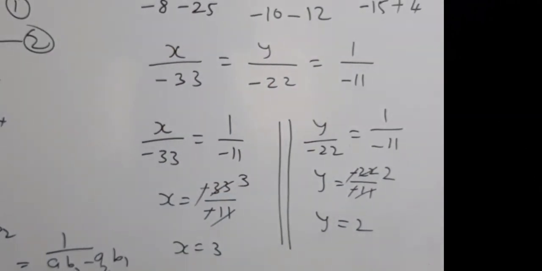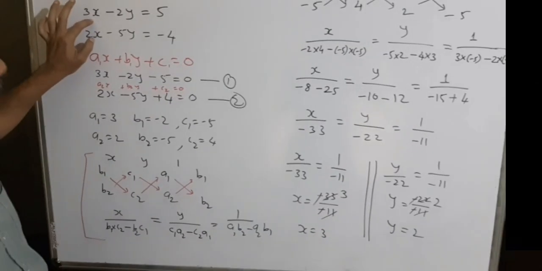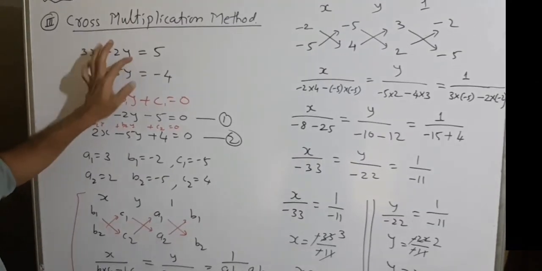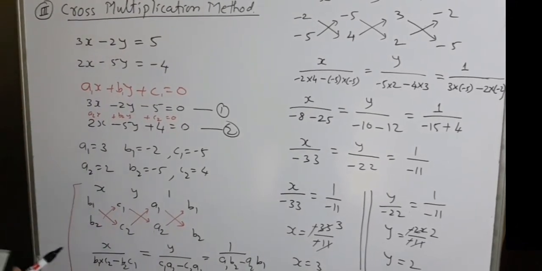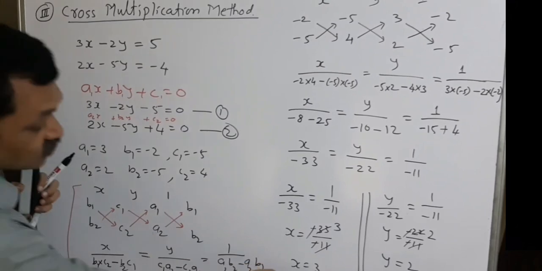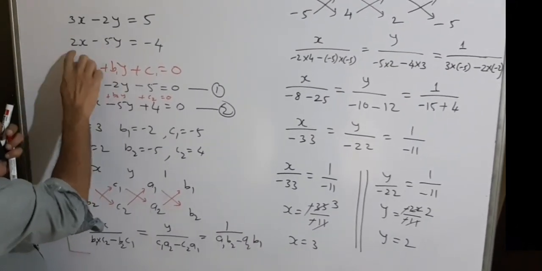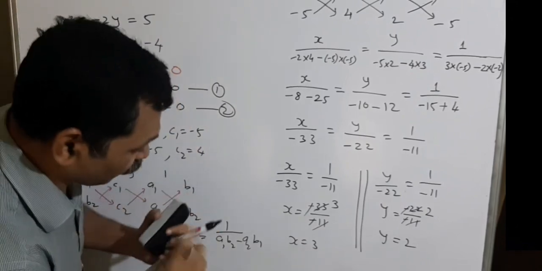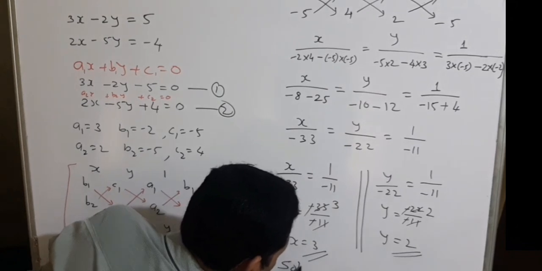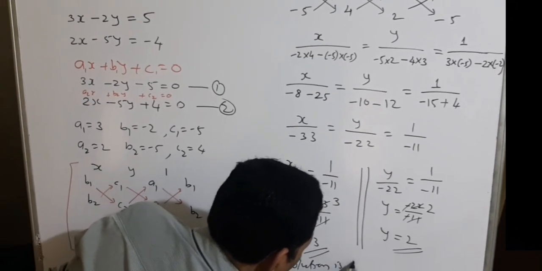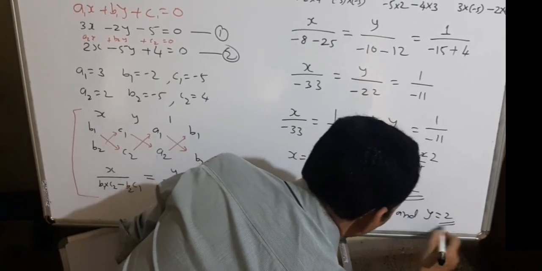We'll check it. If you substitute 3 here, 3 3s are 9, 9 minus 2 4s are 8, 9 minus 4 is 5. Yes, it satisfies equation 1. We'll go for the second equation. 3 into 2 is 6, minus 5 into 2 is 10, 6 minus 10 is minus 4. Yes, so both these values satisfy the equations, and therefore the solution is x is equal to 3 and y is equal to 2.